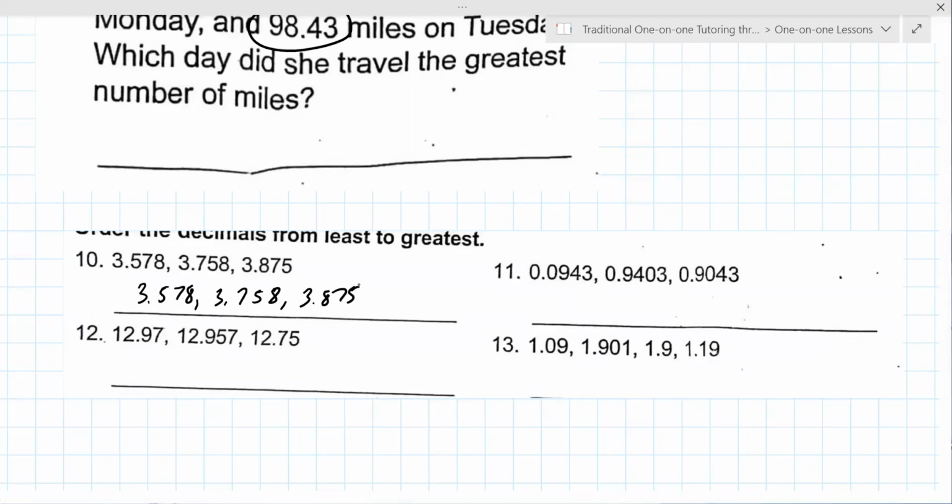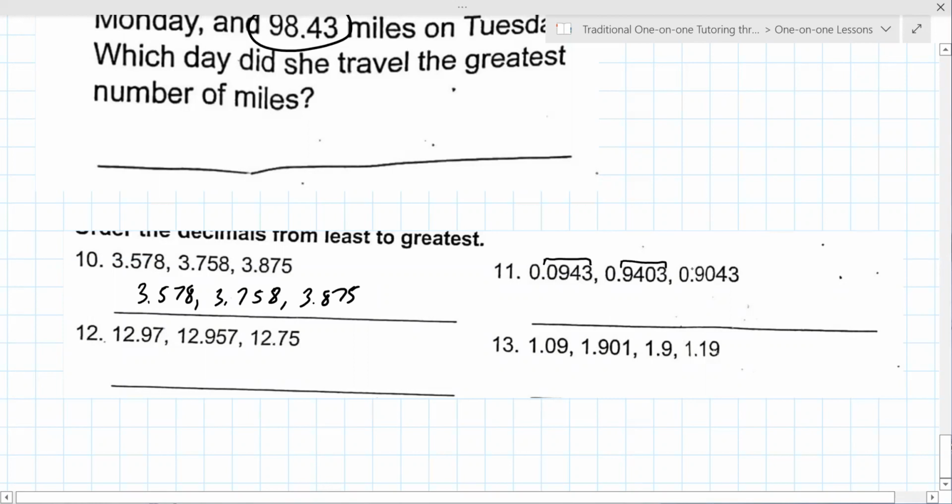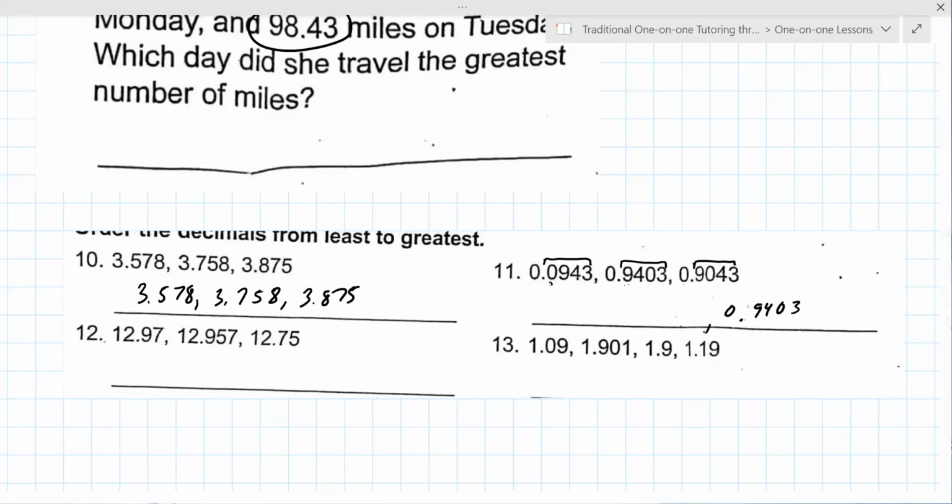All right. So like number 11, every number has the same number of decimal places. That's really important. Then you just compare them one by one, like the digits. The largest one is the middle one this time. Sometimes you just find the largest one, and then you find the smallest one and then figure out what's in the middle.